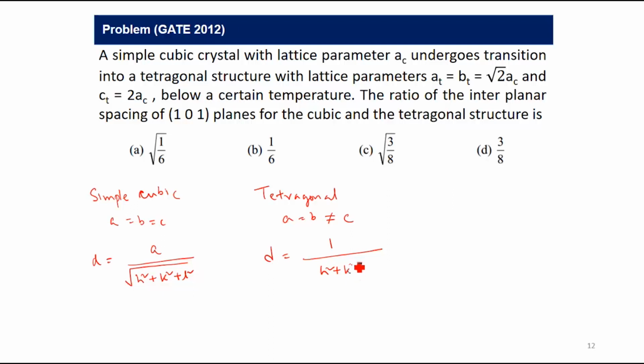Option C. Who is this? Okay. So for simple cubic, I'm just writing down the formulas. Yes, sir. Option C is also mine. Okay, good.